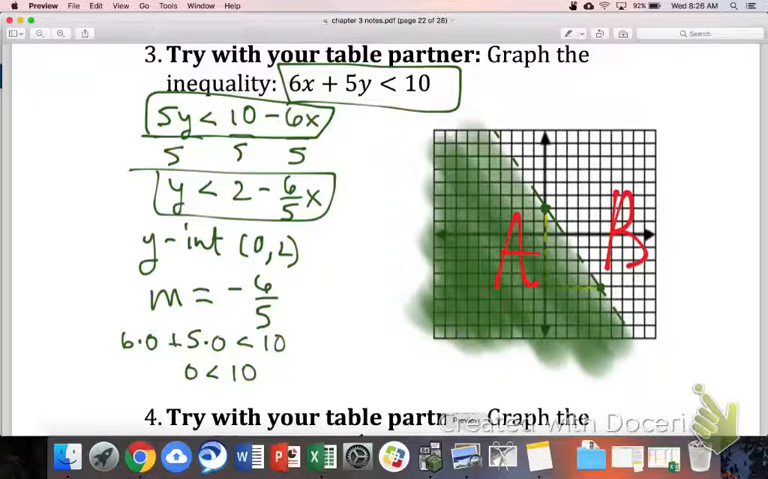So can you just plug in 0, 0 all the time? The only time you can't is if the line goes through 0, 0. Then you have to plug in something else. 1, 1. Yeah, 1, 1. Something else, hopefully similarly easy to 0, 0.